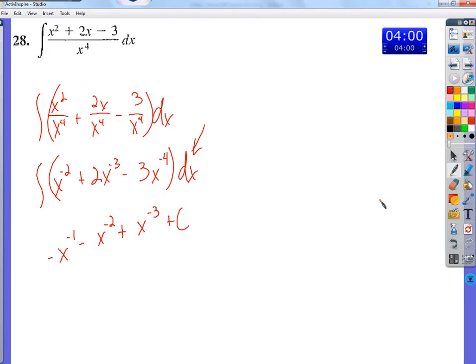This would be the same as having negative 1 over x minus 1 over x squared plus 1. Yeah, or even finding a common denominator and adding them all together. That's another option that you could take. So any of those options would be the same.